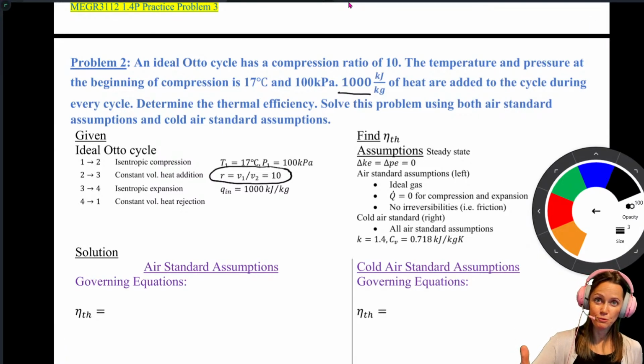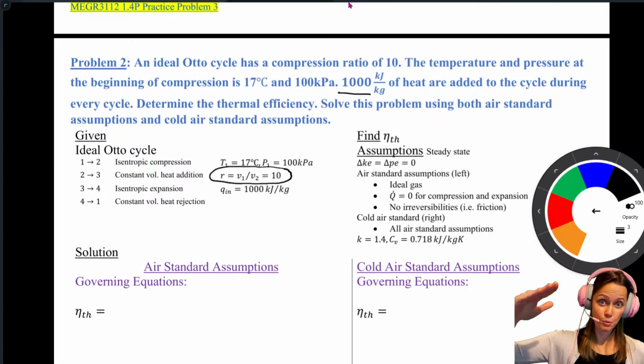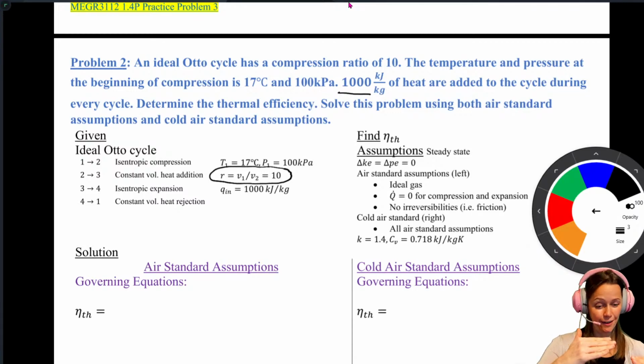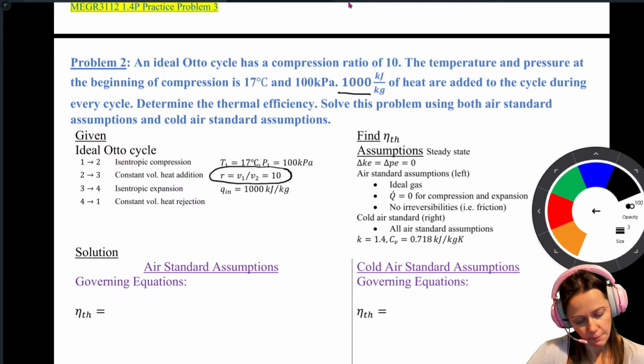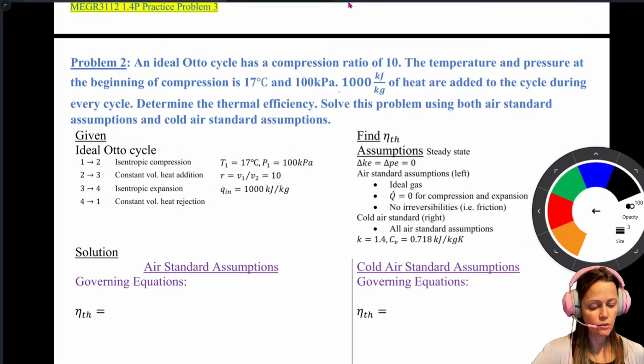Well, the maximum volume, or the specific volume, you could express it on a per mass basis. The maximum specific volume is going to be before the compression, and the minimum is going to be after the compression, hence the 1 and 2. Then we're supposed to find the thermal efficiency, and we're going to solve it using air standard assumptions and also cold air standard assumptions.